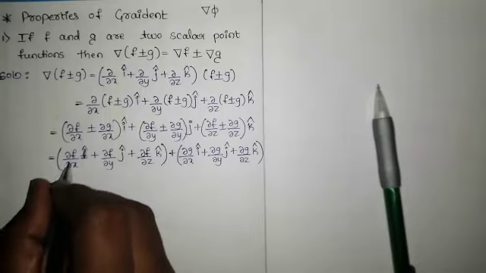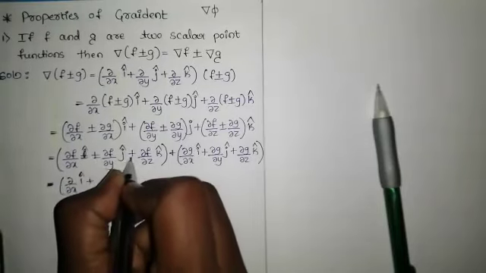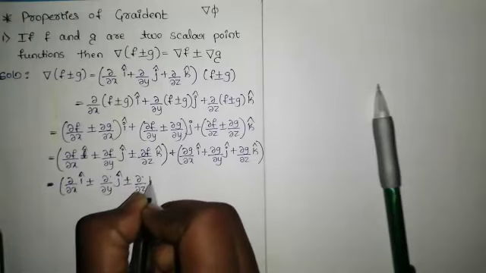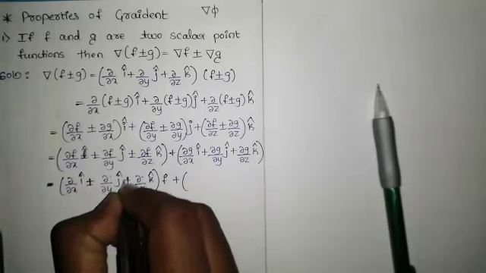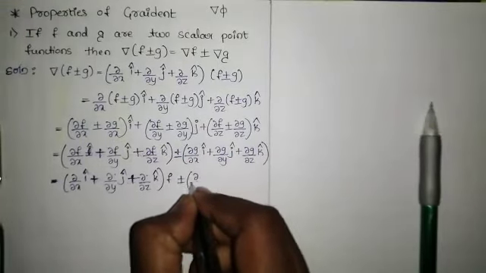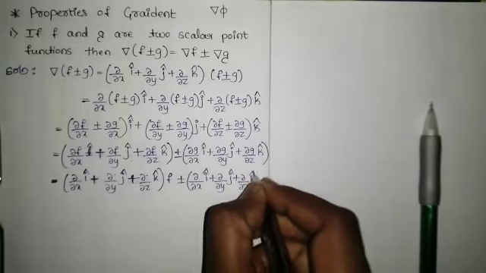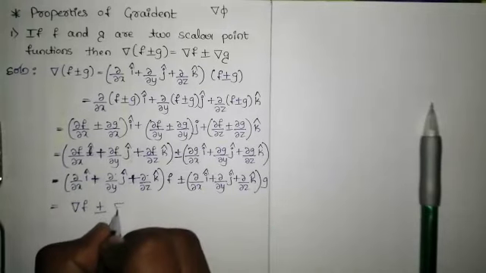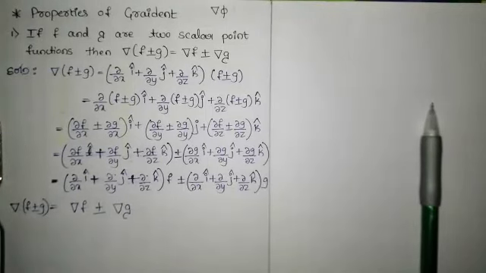Now take f and g common from this condition. It gives dou by dou x into i cap plus dou by dou y into j cap plus dou by dou z into k cap, acting on f, plus or minus dou by dou x into i cap plus dou by dou y into j cap plus dou by dou z into k cap, acting on g. This is in the form of del f plus or minus del g. So this is the condition of del of (f plus or minus g), and this is our first property.